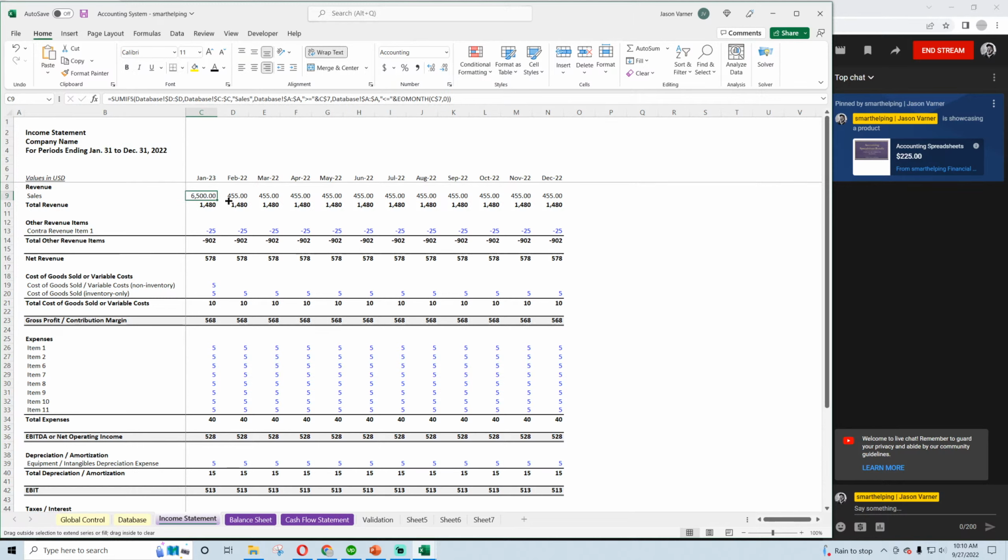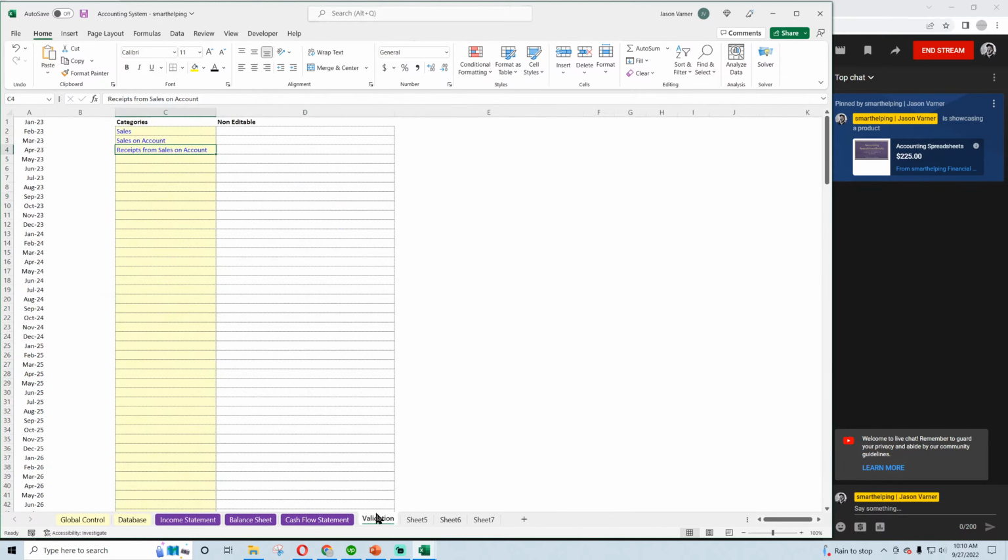So we have this. These are not editable. You will not be relabeling these anything. So what that means is whatever your business does, when you collect money from customers, that's going to be called sales. When you make a sale to a customer and they owe you money but you didn't collect it yet, that's a sales on account. When you receive money from customers that paid on account, it's a receipt from sales on account. There's no wording changes here.